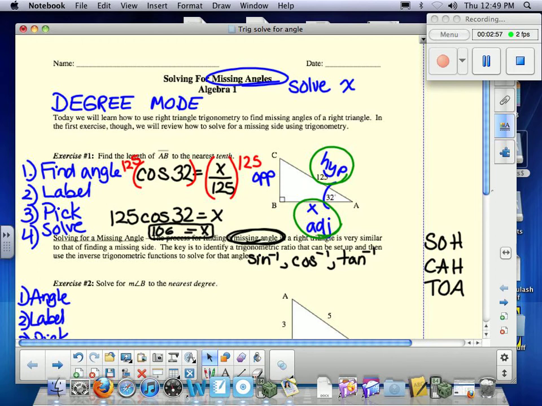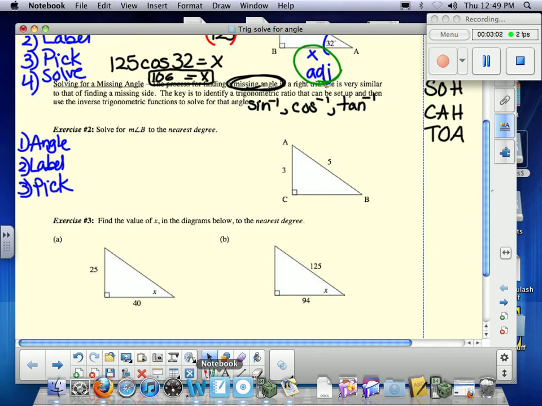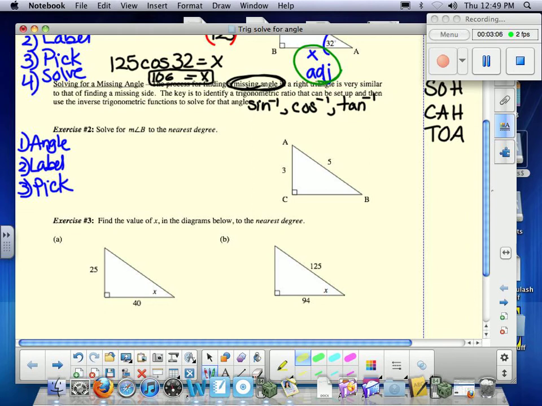So that was yesterday and last night. Well, let's move on to today. To solve for a missing angle, we're going to do the same kind of process. You're going to find that angle that they're talking about. In this case, it's angle B. You're going to label the triangle, just like we've been doing. So hypotenuse, opposite, and adjacent. You're going to pick which trig function you're going to use.